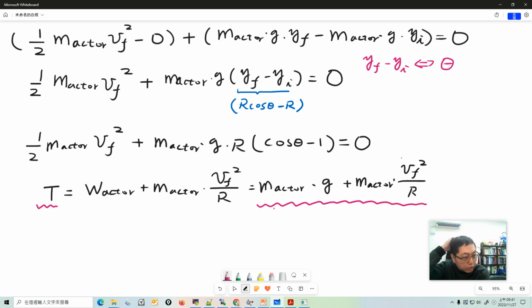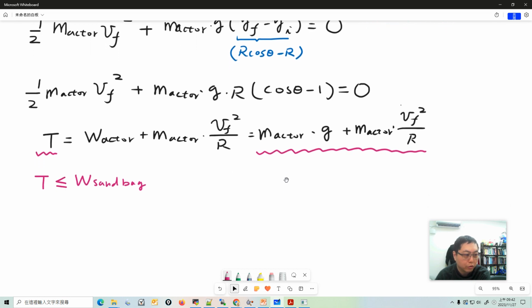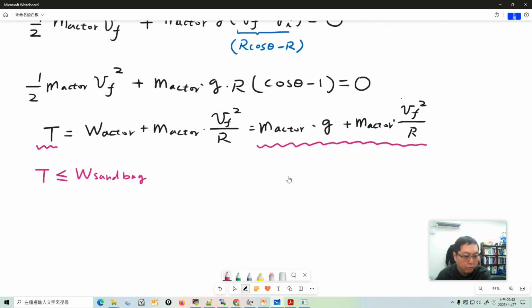And also, we want T less than or equal to the weight of the sandbag. Let us just consider the equal situation, because we want the maximum angle theta for not lifting the sandbag. So we consider the equal situation.